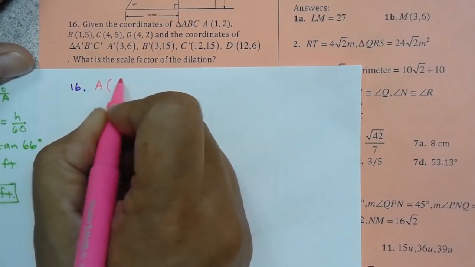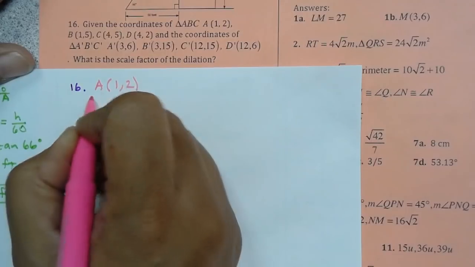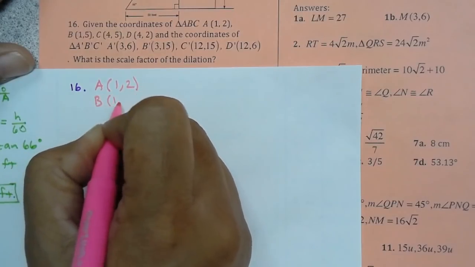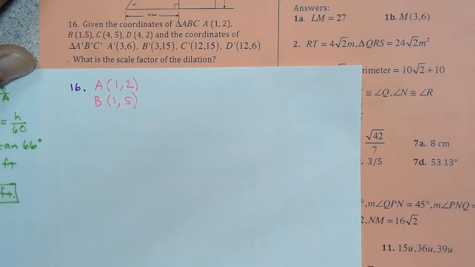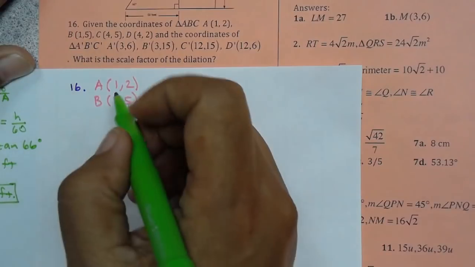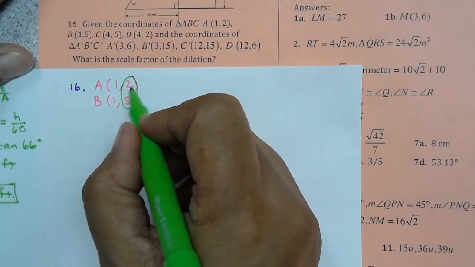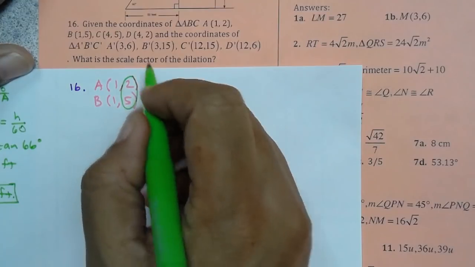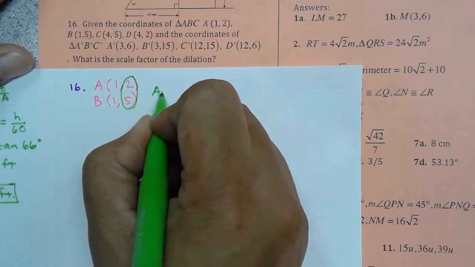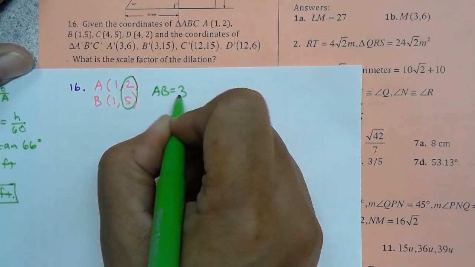So A is 1, 2, and B is 1, 5. So if I were to plot the points, I'm trying to figure out how far is the distance from A to B. Well, if you notice, I have my numbers here. If I was at 2 and I'm now at 5, that's a distance of 3. So AB has a distance or a length of 3.